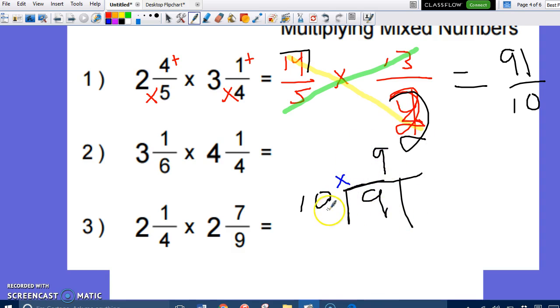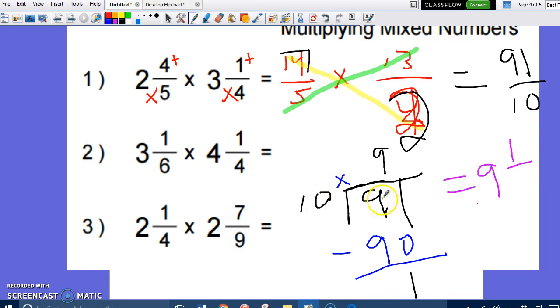So again, we take this into this. 10 will go into 91 9 times. You take that 9 and multiply it with the 10. This is 90. We then subtract to get the difference. So you know the difference here is going to be 1. And with this, I now have everything I need in order to make my mixed number. That 9 becomes my whole number, that 1 becomes my numerator, that 10 becomes my denominator. So 9 1/10 is your answer for number 1.